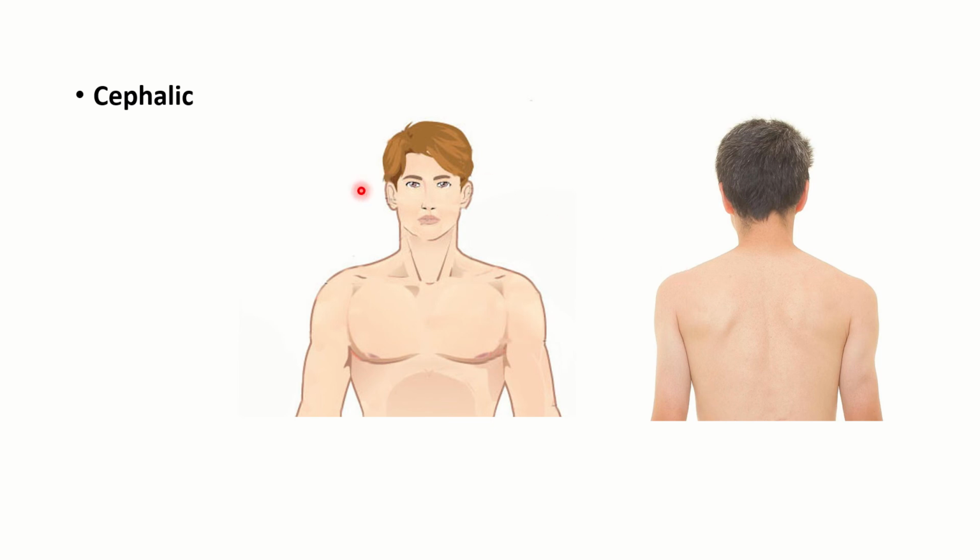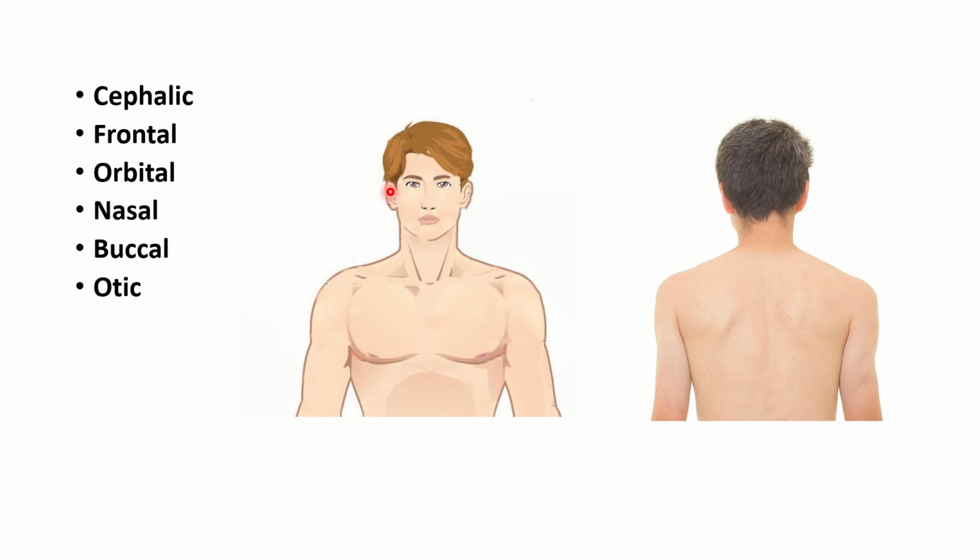So cephalic means head. In general, it means head. Frontal is the forehead. Orbital is the area around the eyes. Nasal is the nose or nasal area, so it's the nose. Buccal is the cheek area. Otic is the ears. Oral is the mouth area. Mental is the chin.